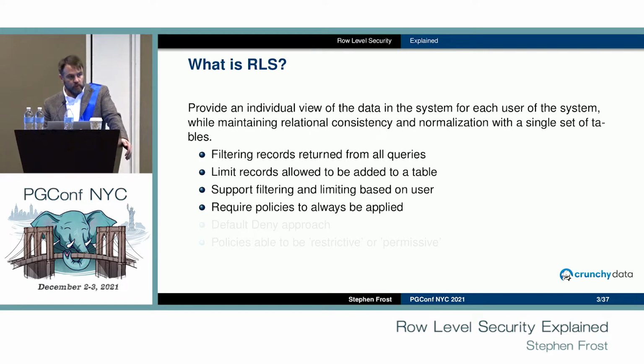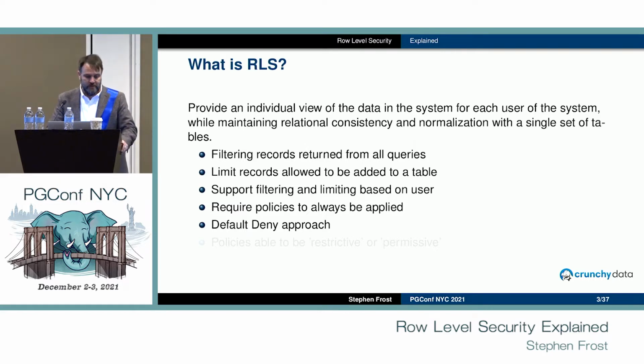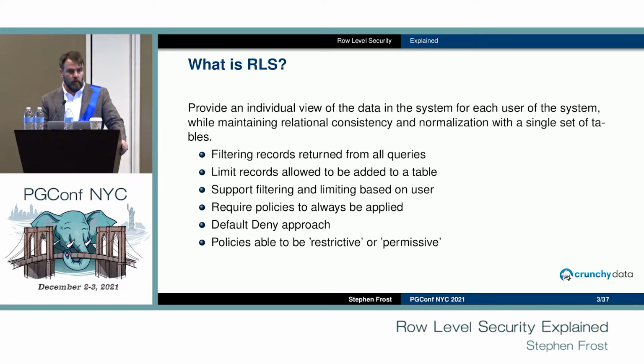Part of the way RLS works is that policies have to always be applied once row-level security is enabled for an object. And if there are no policies, then we have a default deny approach, right? And I'll harp on that a little bit more as we go through. Policies are also able to be either restrictive or permissive policies. That was actually added a bit later on from the original RLS, and I will talk about that a bit more later.